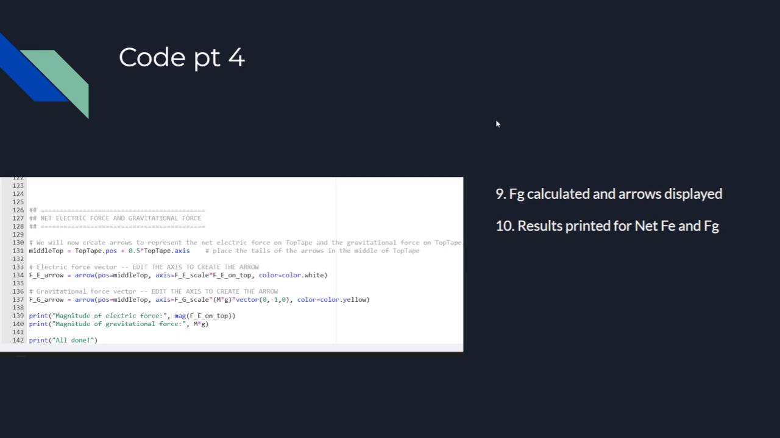Then the force of gravity on the top tape was calculated and the arrows were displayed and the results were printed for the net electrostatic force and gravitational force.